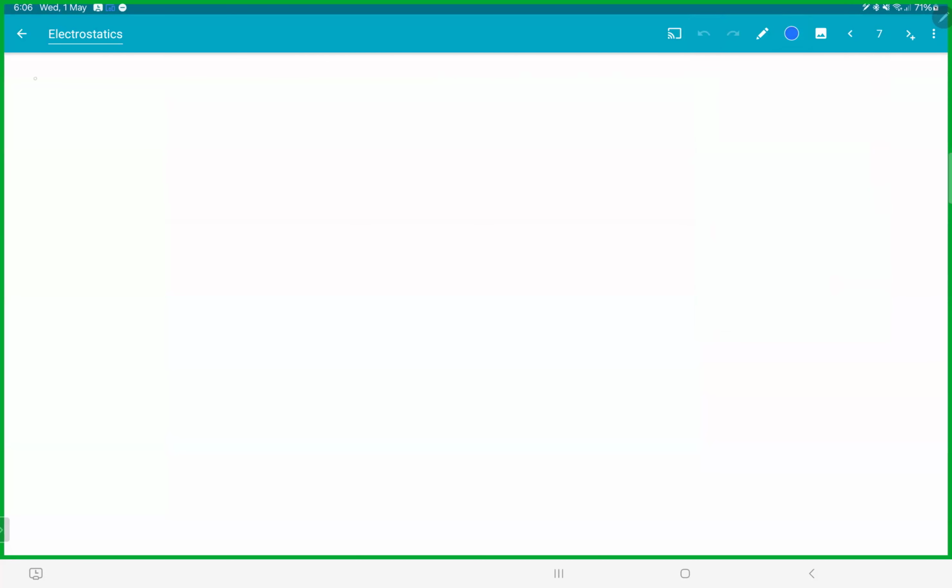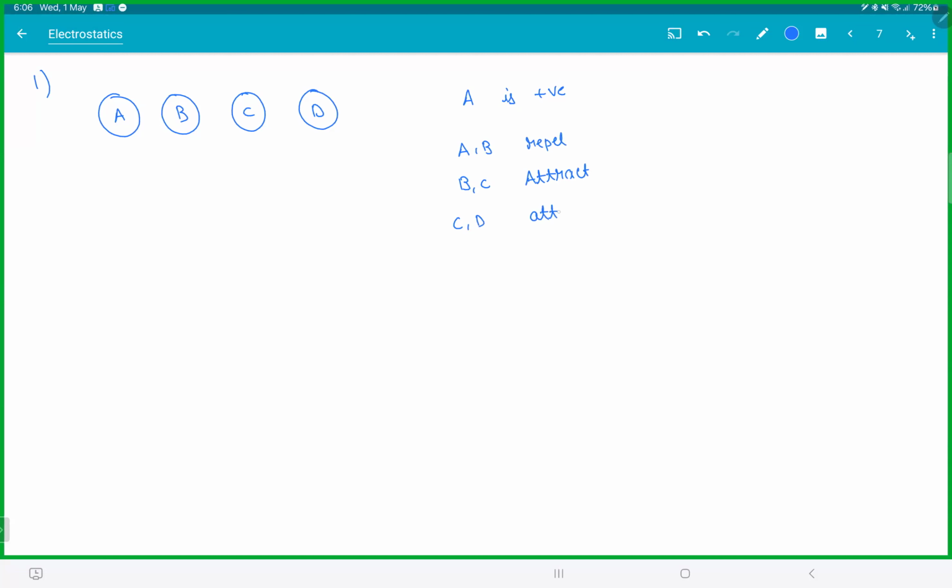Next thing. Let's see a question. We have 4 identical spheres, A, B, C, and D. It is given A is positive. That information is there. A and B repel. B and C attract. C and D also attract. B and D also attract. What are the charges on B, C, D? Positive, negative, just that. I don't want the values.